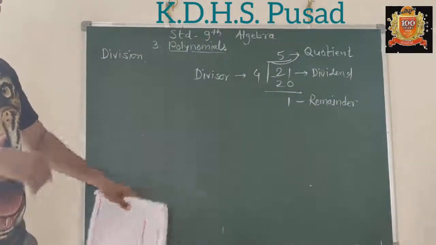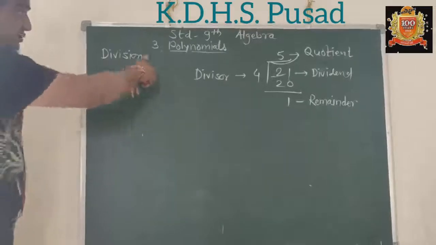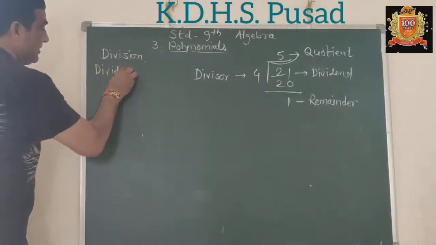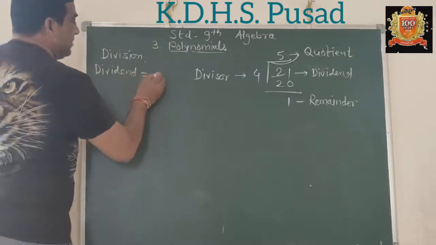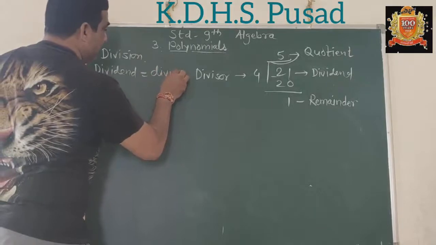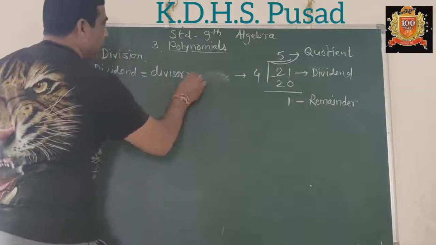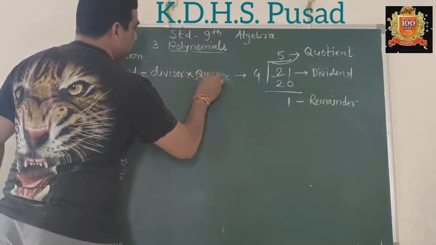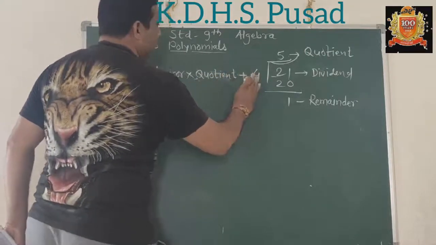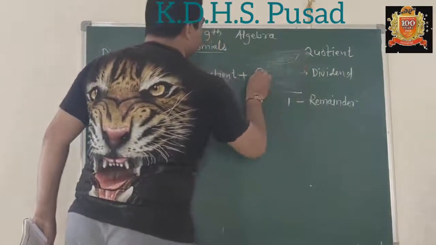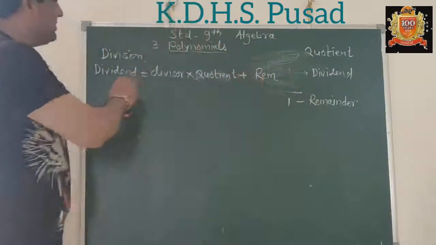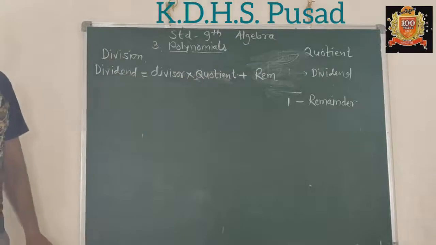And in standard 8, using all this, you have to read this formula. Dividend is equal to divisor into quotient plus remainder. I am using a short form for remainder. Okay, that is the formula for your dividend.